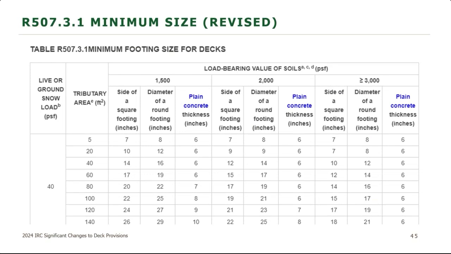The only change in here that was made to the 2024 code was that plain concrete was added for the thickness of the footings, just to make sure that you don't require any rebar in that concrete.